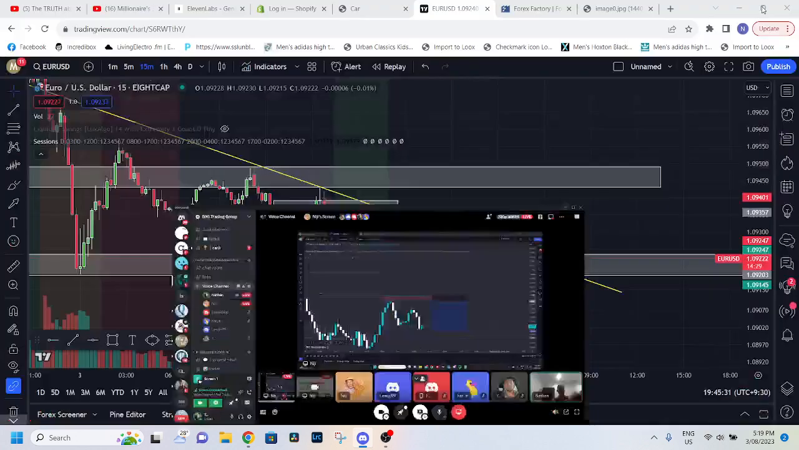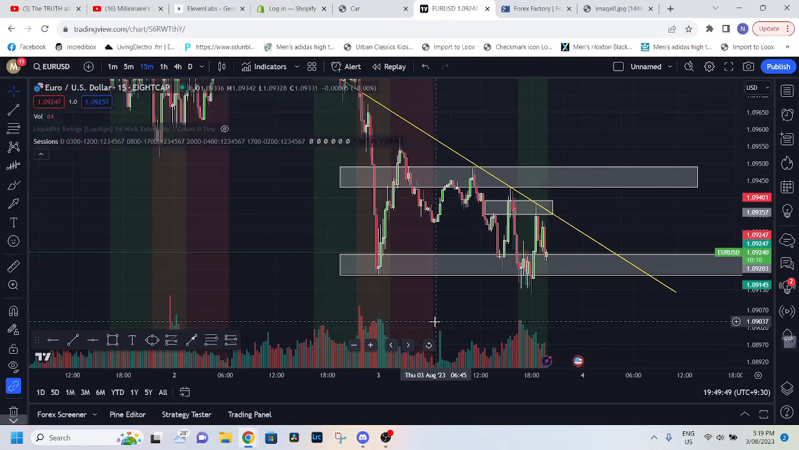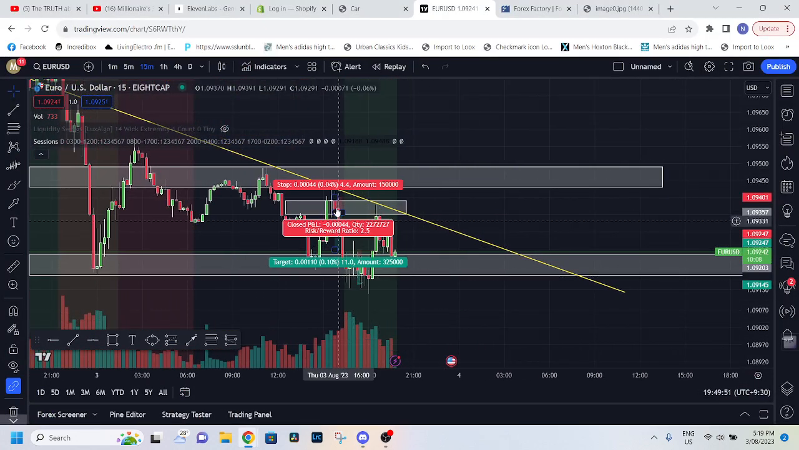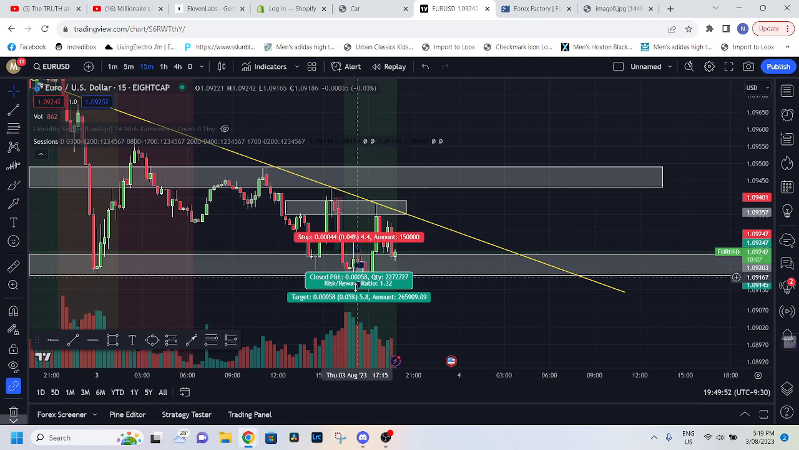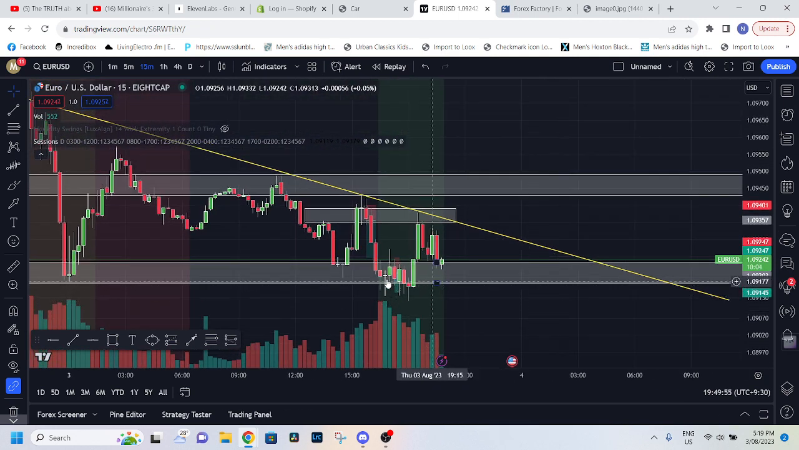Even if I just look at my chart quickly, we've got these rectangles plotted. This one was plotted before, but you can see that the price has actually come up.